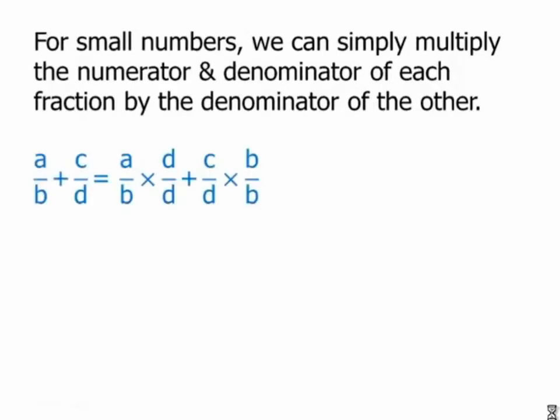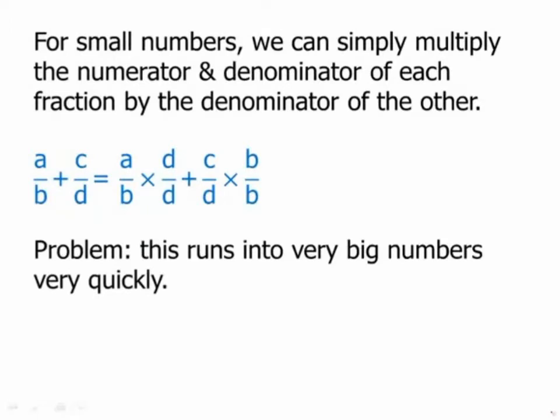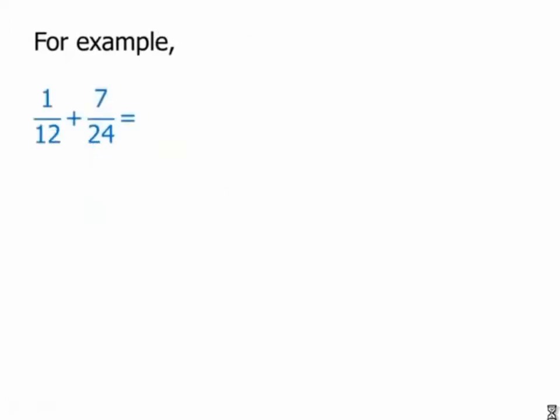For small numbers, we can simply multiply the numerator and denominator of each fraction by the denominator of the other fraction. So for example, if we're adding a over b plus c over d, we can just multiply the first fraction by d over d, the second one by b over b. The problem with using this as a default strategy is that it runs into big numbers very quickly. For example, if I multiply the first one by 24/24 and the second one by 12/12, I'm going to get enormous numbers, much bigger than 100.